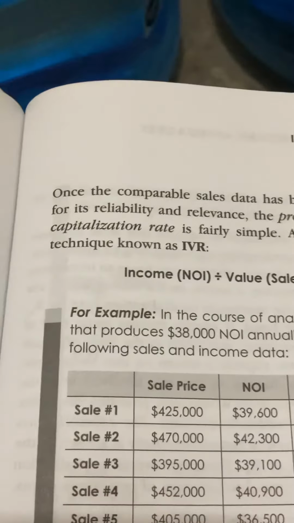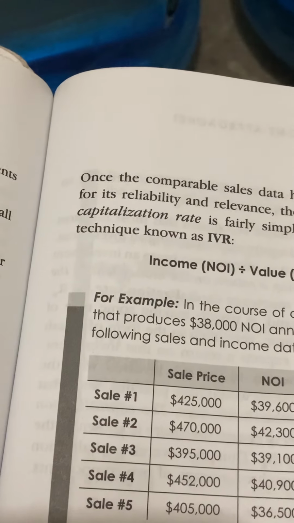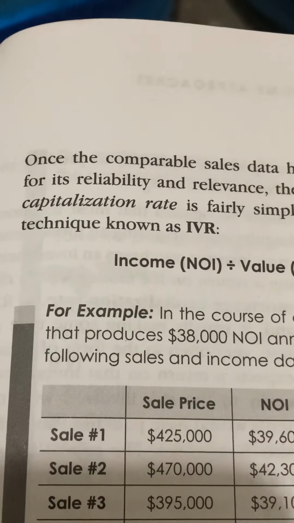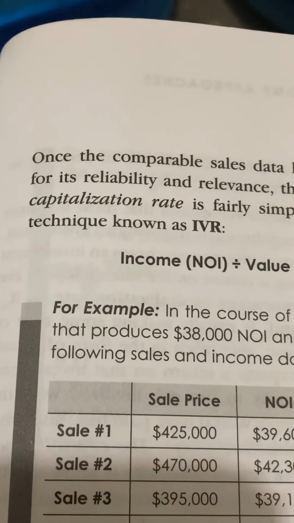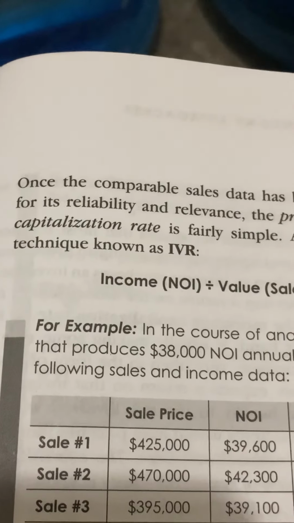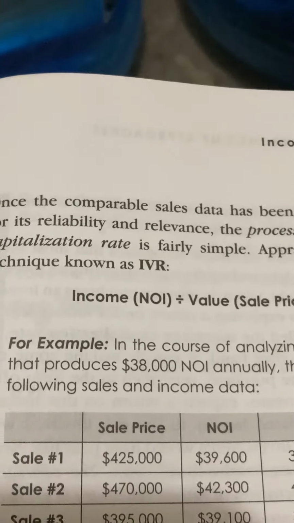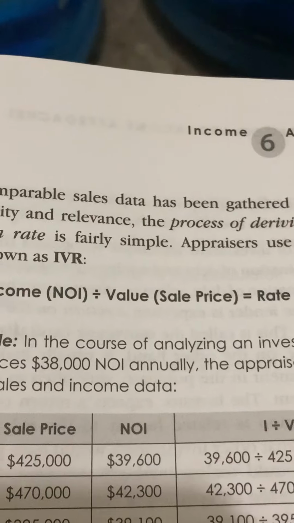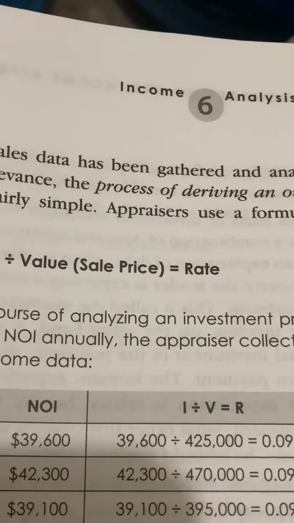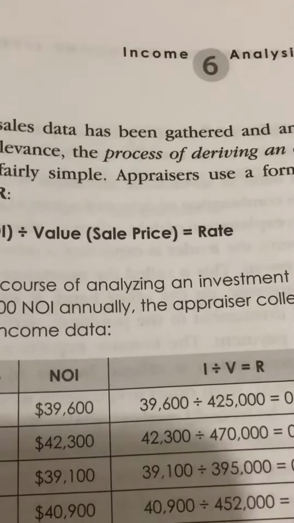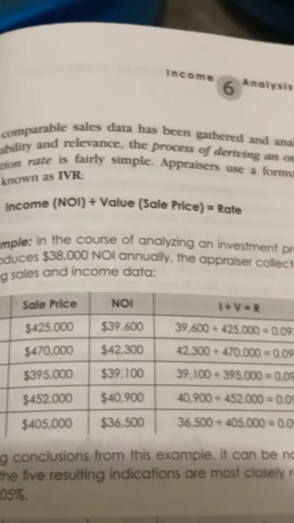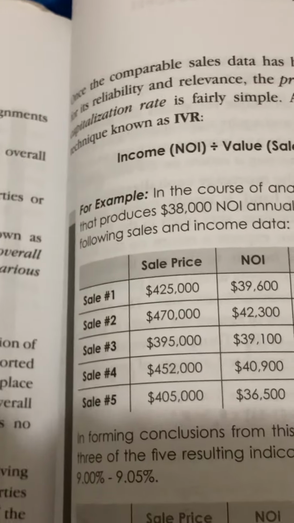Appraisers use a formula or technique known as IRV. This is the formula. The I is for income, and in parentheses NOI, net operating income, divided by V, value, and then in parentheses the sale price. That will equal your rate, R. IRV.